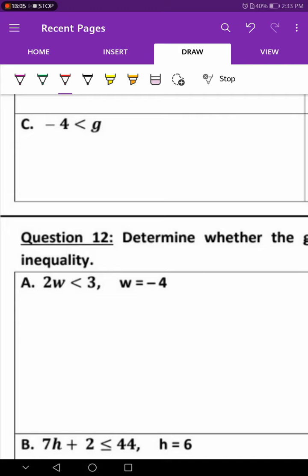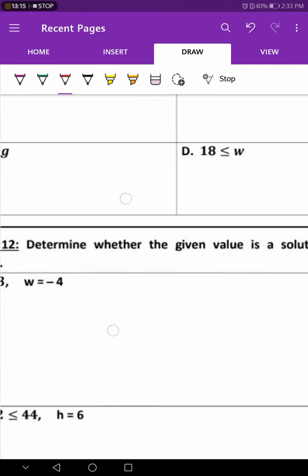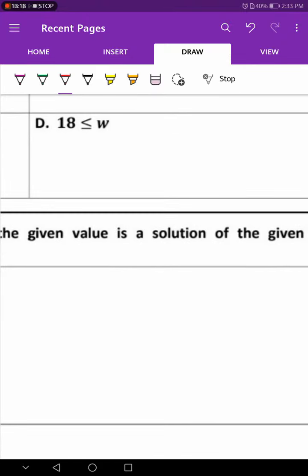If you are very fast, it's not good. You have to calm down. So read it again for the student, my students. G greater than negative 4. Okay, here, without confusing, please. Okay, W greater than or equal to 18.